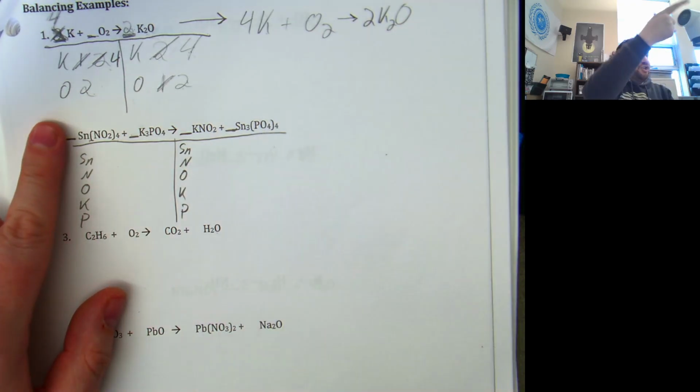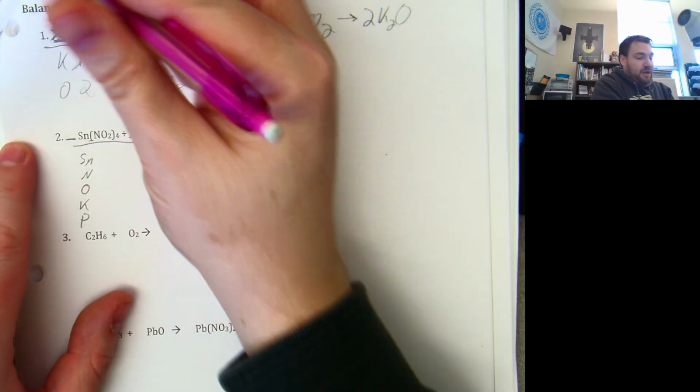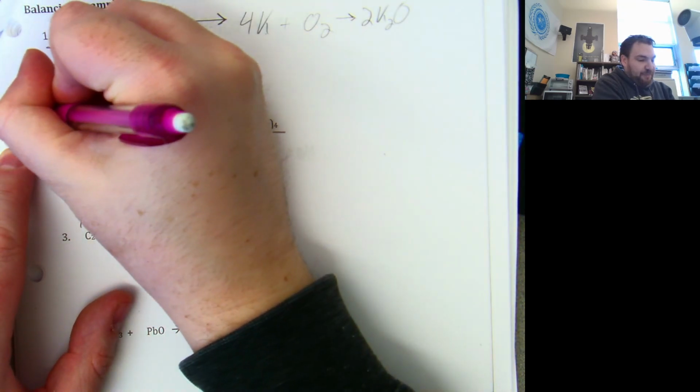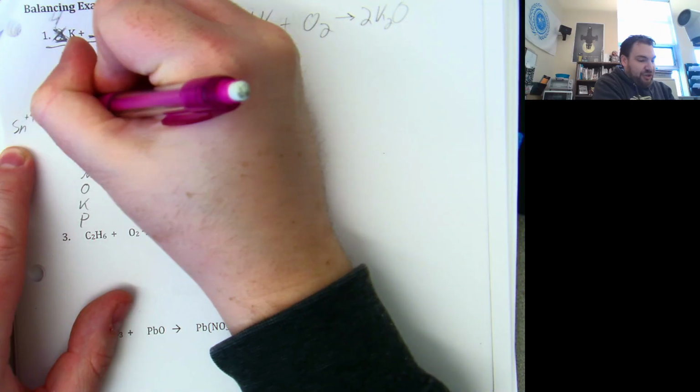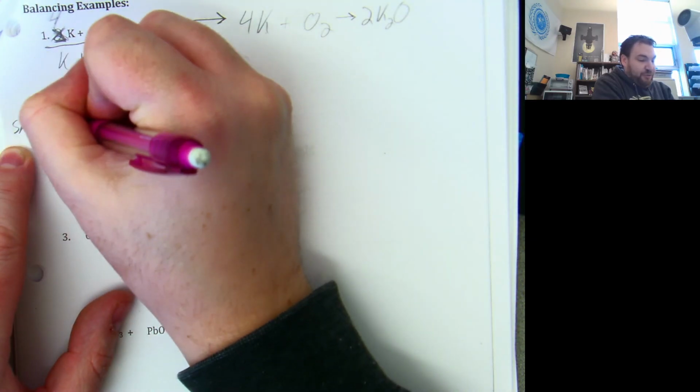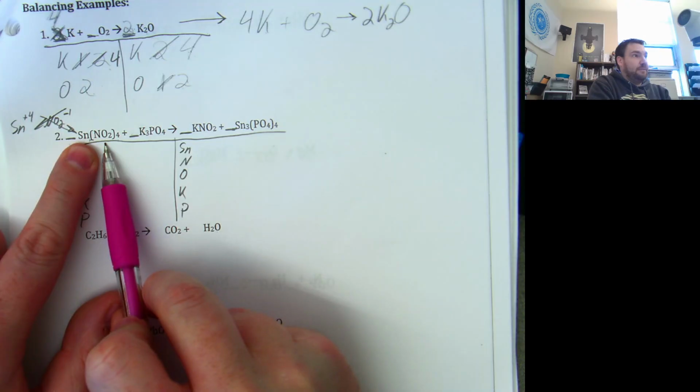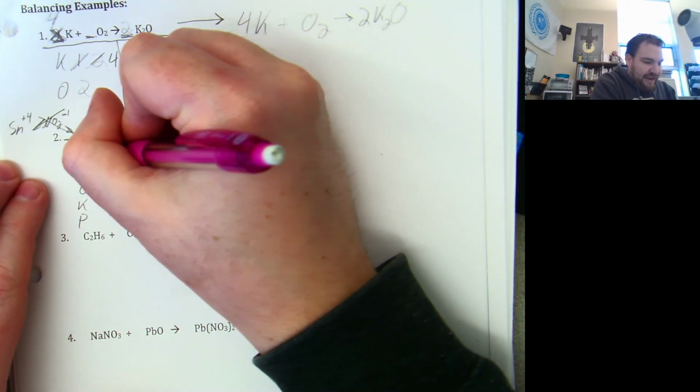And if we wanted to go back, I could show Brooklyn's explanation: Sn would have to have a charge of +4, NO2 is going to have a charge of -1. I'm swapping and I'm dropping to build this. So I've got 1 tin there.